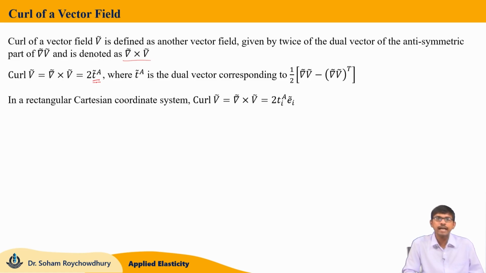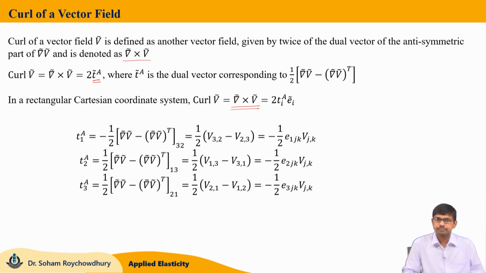So in the rectangular Cartesian system, the curl of v, which is the gradient operator cross product v, is denoted this way. This is 2 times T_A,i, the ith component of the antisymmetric dual vector, times e_i. e_i is the unit vector.